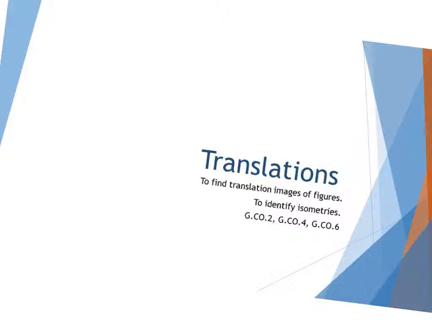This lesson is on translations, and the goal is to find translation images of figures and to identify isometries. The standards are geometry congruence number 2, number 4, and number 6.